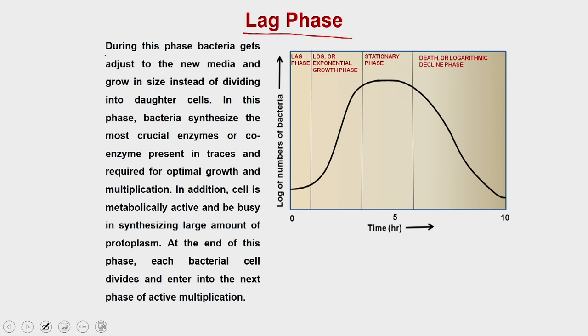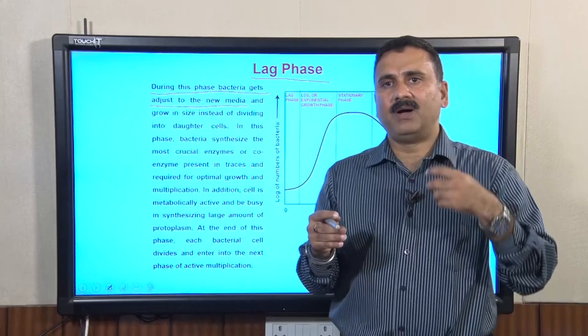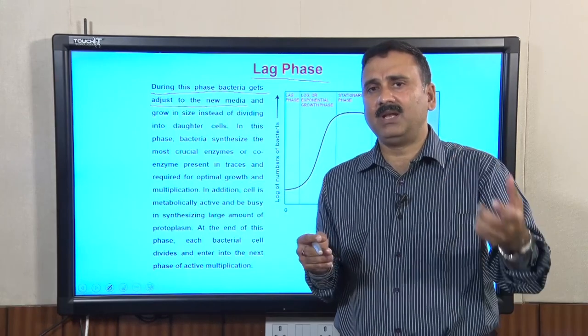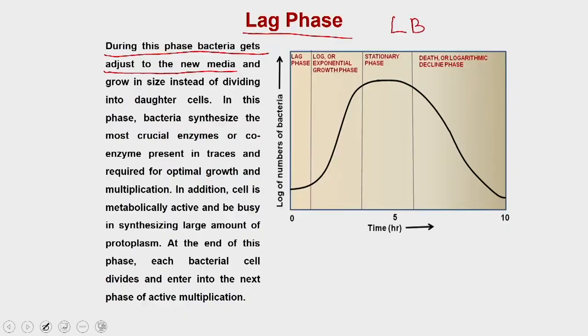During this phase, the most important thing is that bacteria get adjusted to the new media. If you are taking a bacteria from the LB media, a rich media, and putting it into the M9 minimal media, which is not that rich, the bacteria are acclimatized to the LB media, but not to the nutrients present in the M9 source. Because of that, it has to get adjusted.